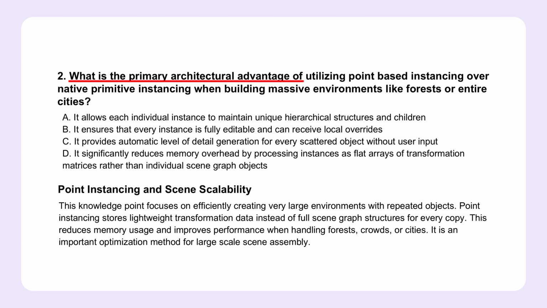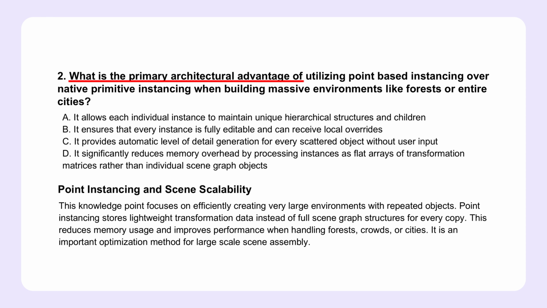Okay, so this gets right to the heart of the scalability problem. Let's just eliminate A and B right away. Why is that? Because options A and B actually describe features of native primitive instancing, not point instancing. Native instancing allows for unique hierarchies and local overrides, which, as we just established, is incredibly heavy on the system. Oh, right, because of all that local data.